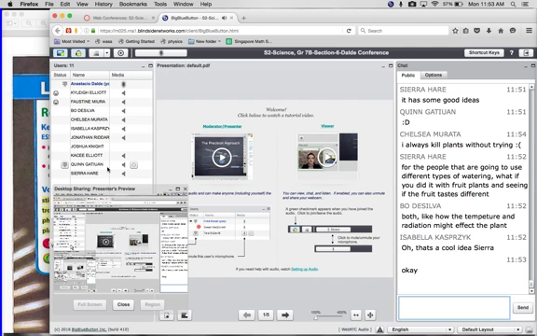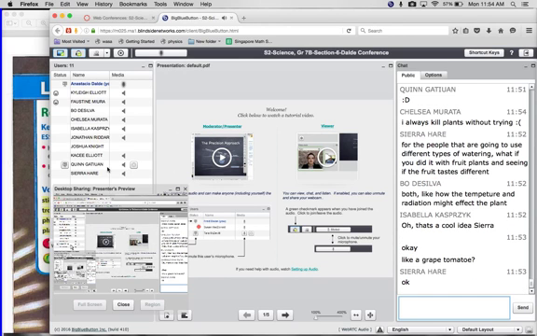And what you could do is, I think, Sierra, your idea, I like that idea. What if you use flavored water? Or what if you use dirty water versus purified water? You know what I mean?